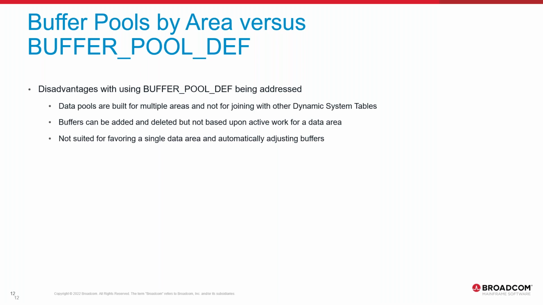For the pool definition, buffers can be added and deleted, but not based upon the active work specifically. You can add buffers, increase the count or decrease it, but it really wasn't built for active tuning. You can do that a little bit, but that's not its primary efficiency. And it's not suited for favoring a single area and automatically adjusting those buffers. You can do those things, and some users are doing those things, but it wasn't made simple to do those things. Simple in the way the new one is.